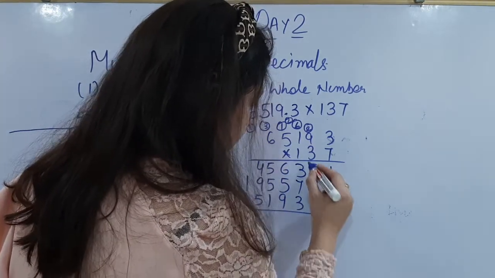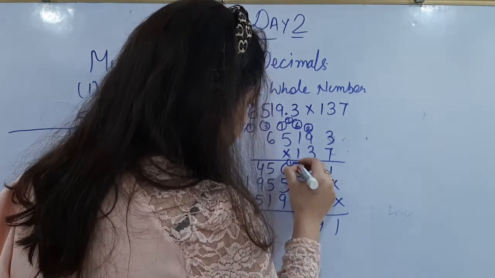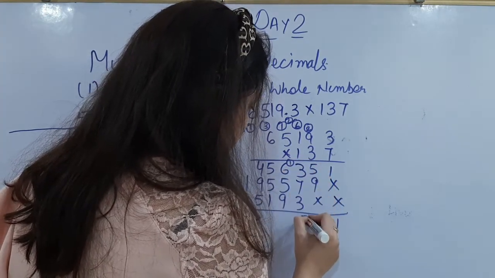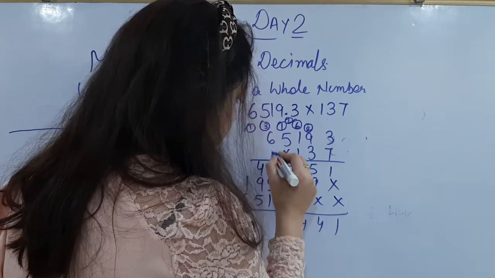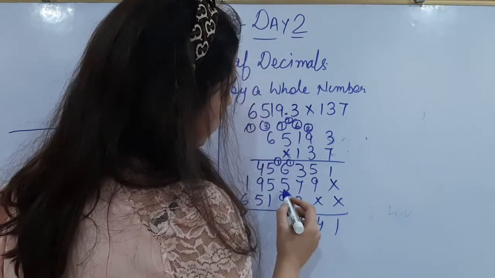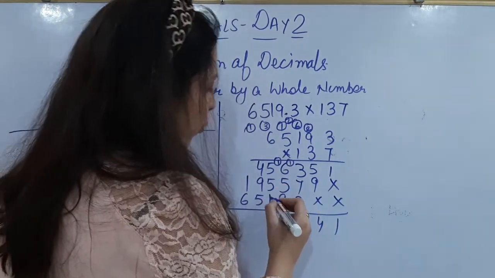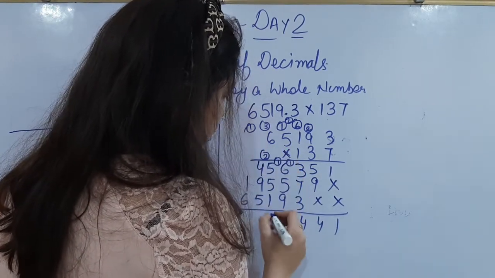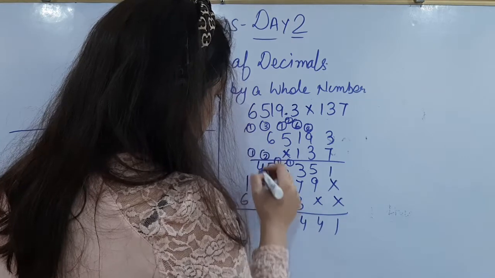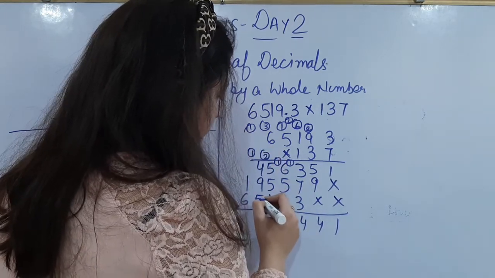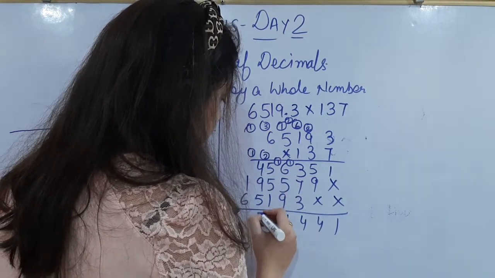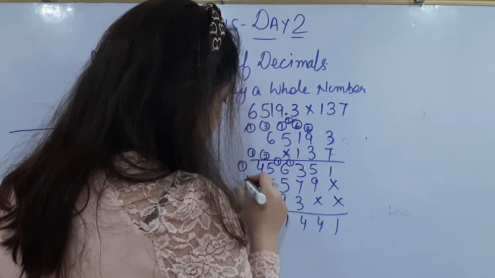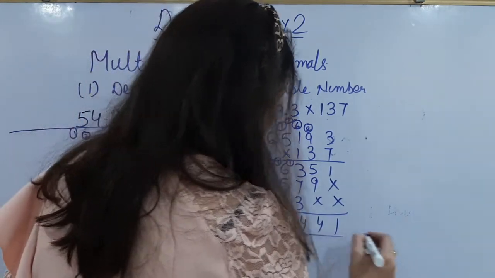Now add all this. Nine plus 1 is 10, 10 plus 6 is 16 and 16 plus 5 is 21. 5 plus 5 is 10 plus 2 is 12 plus 1 is 13. 9 plus 1 is 10 plus 5 is 15 and plus 4 is 19. 6 plus 1 is 7 plus 1 is 8.